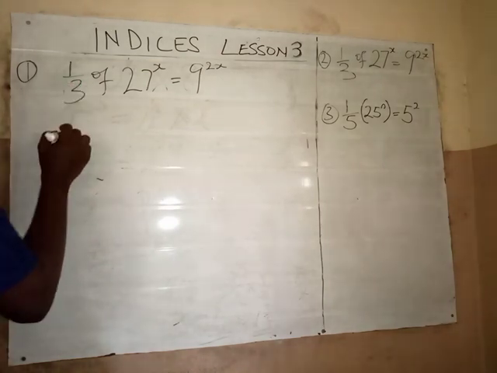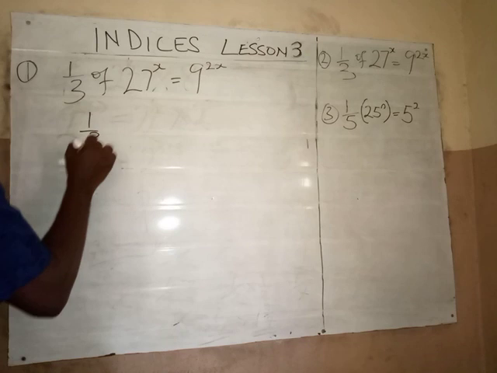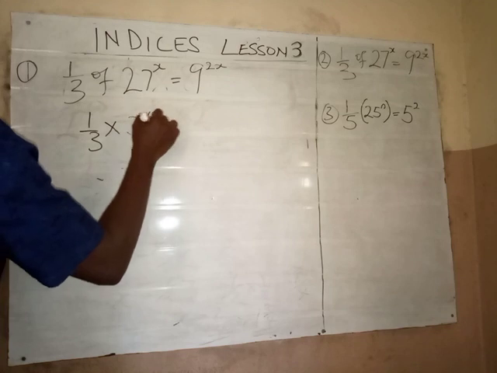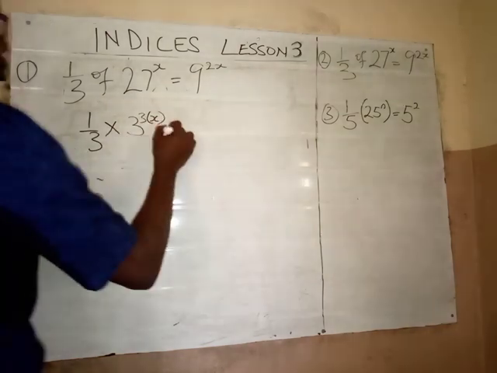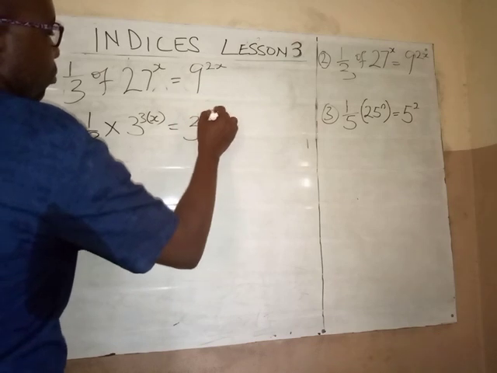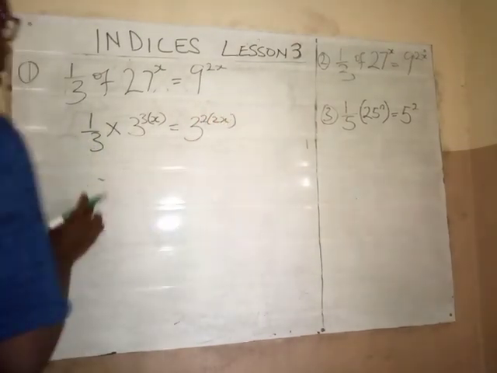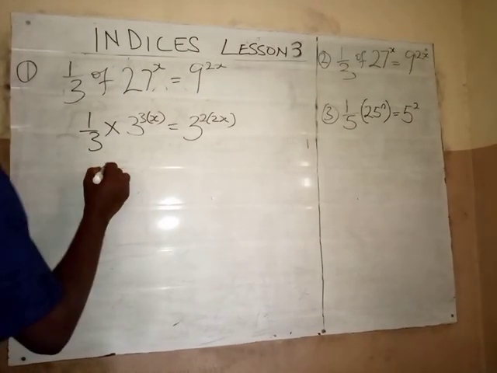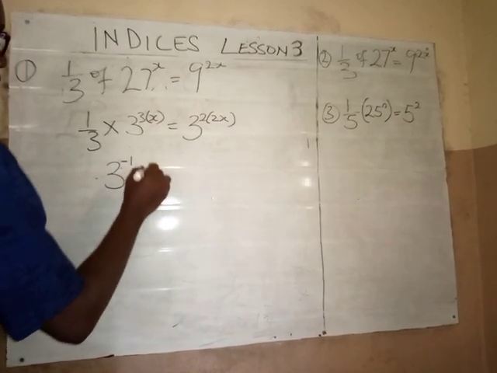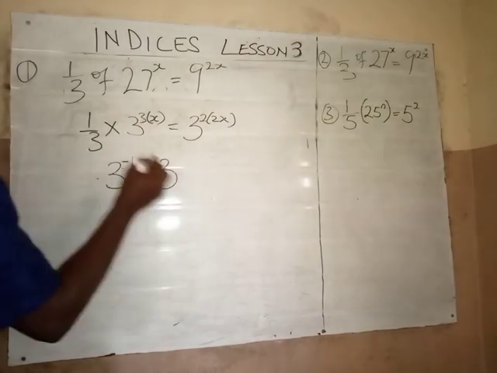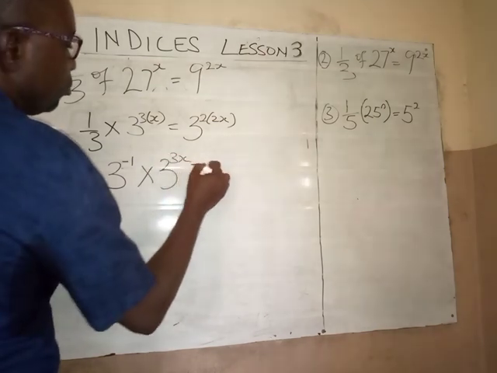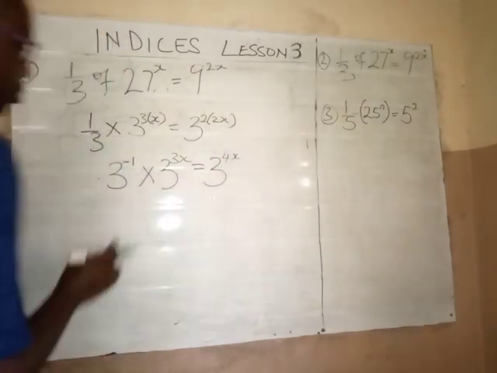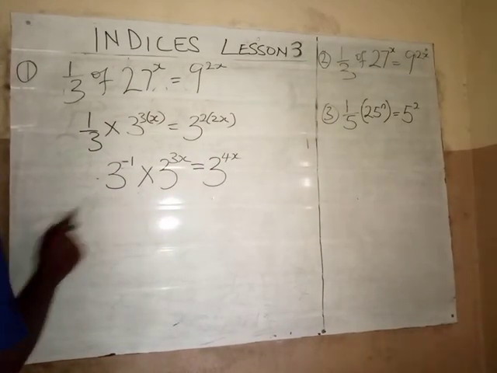So 1 over 3 times 27 is the same thing as 3 raised to power 3 times x, equals 9, which is the same thing as 3 raised to power 2 multiplying 2x. So what we now have is 1 over 3 is the same thing as 3 raised to power minus 1, times 3 raised to power 3 times x, 3x, equals 3 raised to power 2 times 2x, which will give us 4x. You know the law of indices: when you are multiplying, you add the powers.